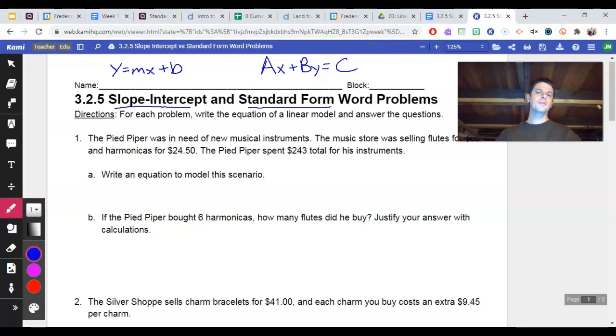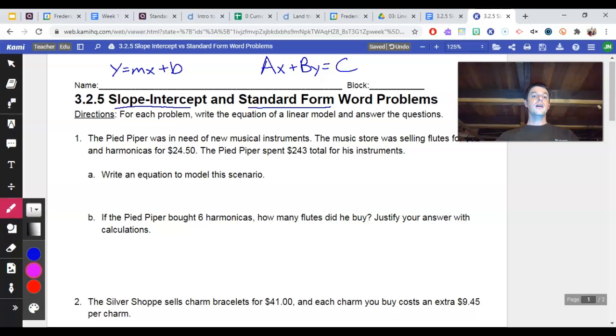Okay, so these are word problems, and just to remind you, slope-intercept is y equals mx plus b, and standard form is ax plus by equals c. And before we dive into it, just a few pointers. Slope-intercept, remember, is you have a slope and you have a y-intercept.